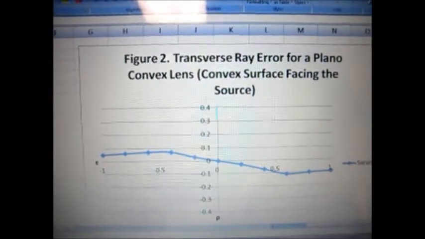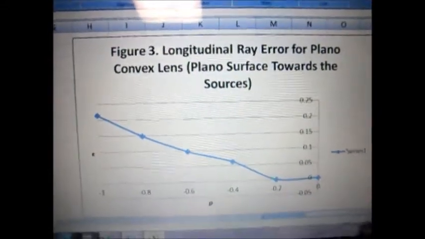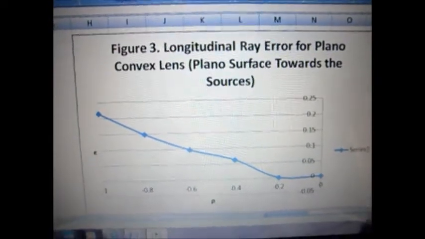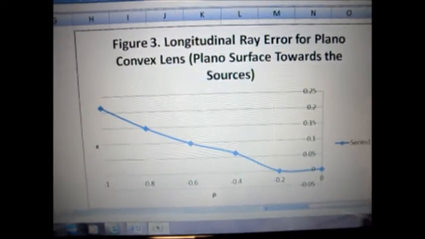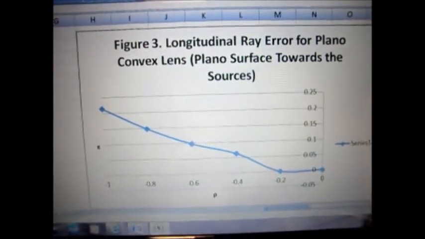And finally, we measured the longitudinal aberration. We started at marginal focus and worked our way out towards paraxial focus for a difference of about 0.21 inches, and Code 5 estimated that we would get about 0.24.